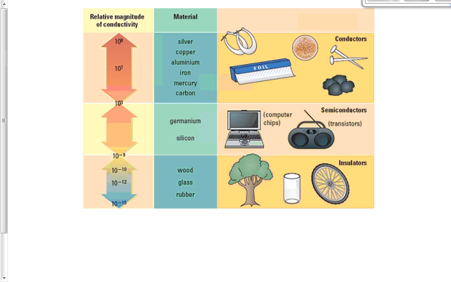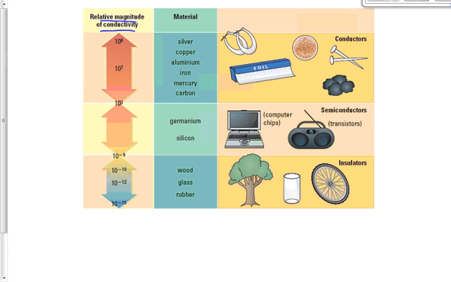This is just a spectrum, like a spectrum of conductivity. It shows different materials with varying degrees of conductivity, relative magnitudes of conductivity. So it's not giving us any kind of unit for the amount of conductivity. It's just saying, relative, one thing relative to another is this much better or this much worse of a conductor.